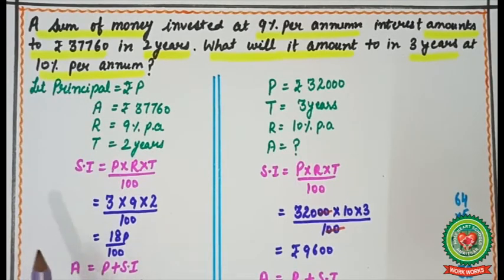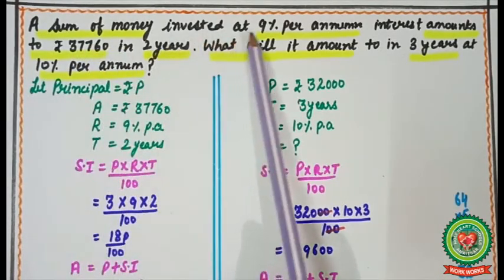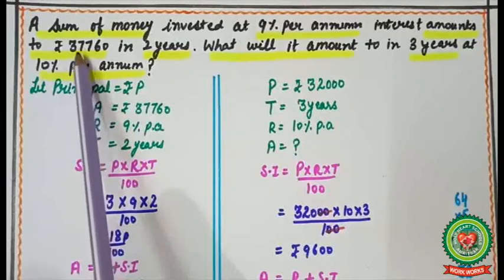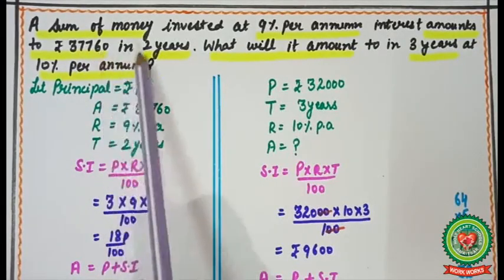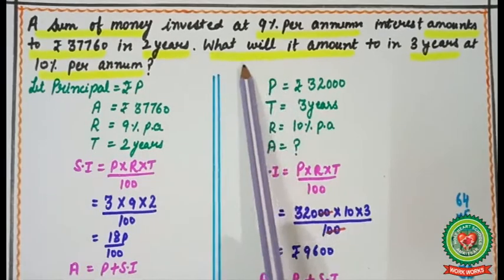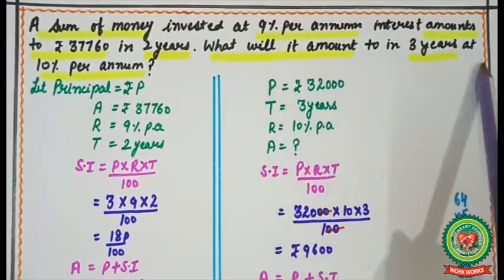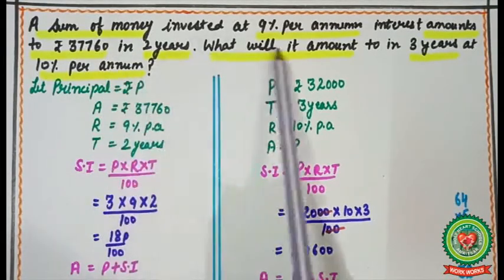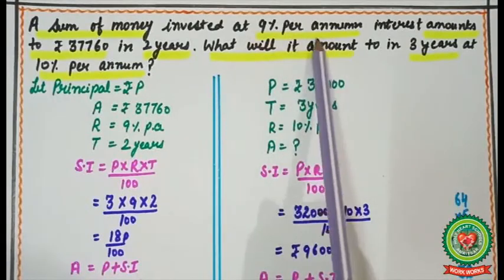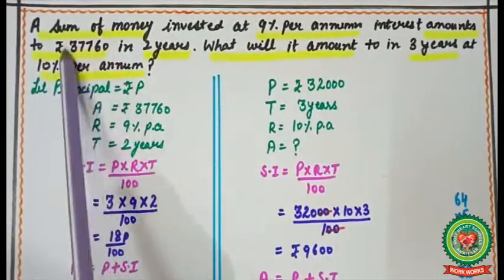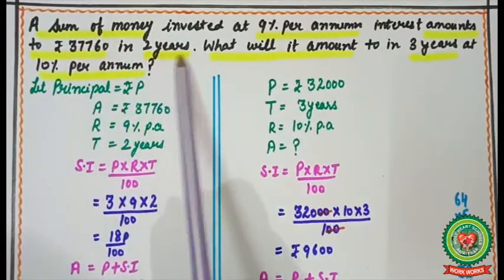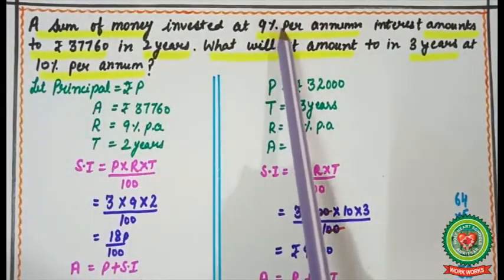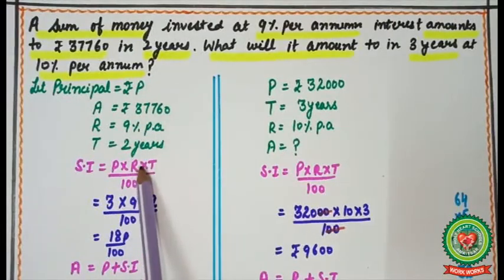Let's read the statement first. A sum of money invested at 9% per annum interest amounts to rupees 37,760 in 2 years. What will it amount to in 3 years at 10% per annum? Now students, you can see that here we are given 9% per annum and an amount in rupees. Time is given twice, and the rate is also given twice. So first of all, we will see whatever is given to us and write it in the solution.